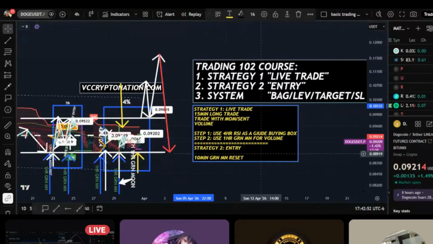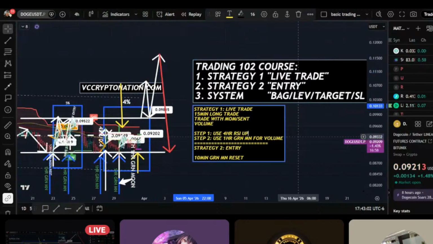So the 4 hour RSI, right, which is simply, I guess it would be 4 hour RSI up with green moon, and then the 1 hour. So right now you are basically running on an upside until that blue moon comes.